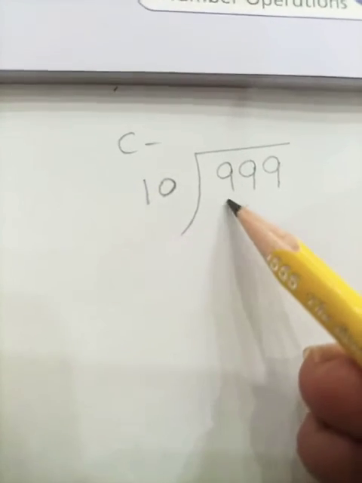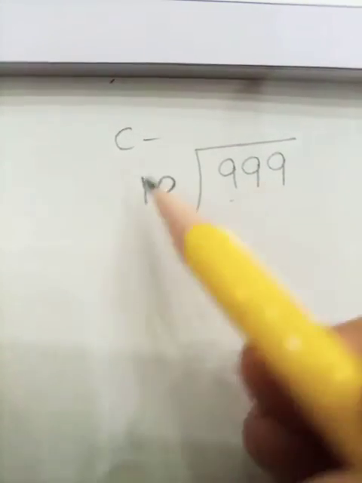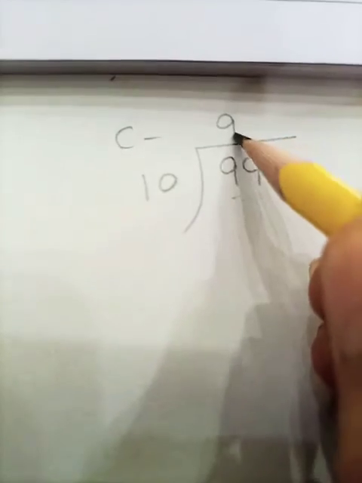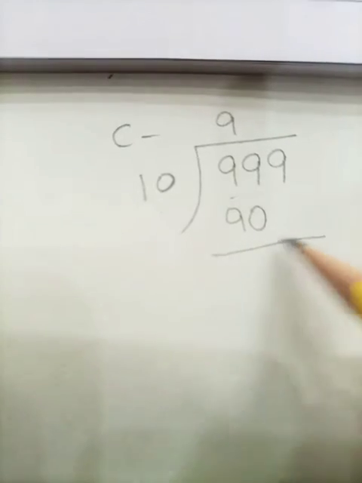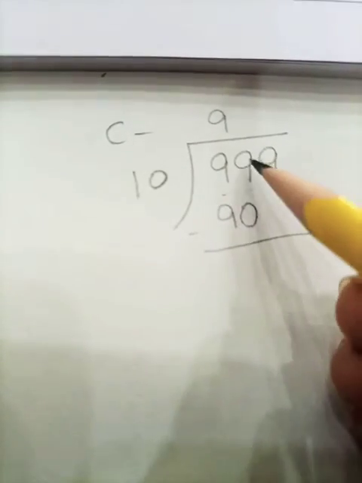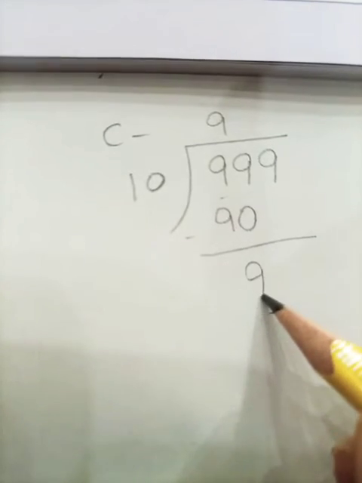Students, look at this: 9 is smaller than my divisor, so I am going to take the pair. 10 nines are 90. Next step is subtraction. When I subtract, starting from the tens column, 9 minus 0, and my answer is 9.